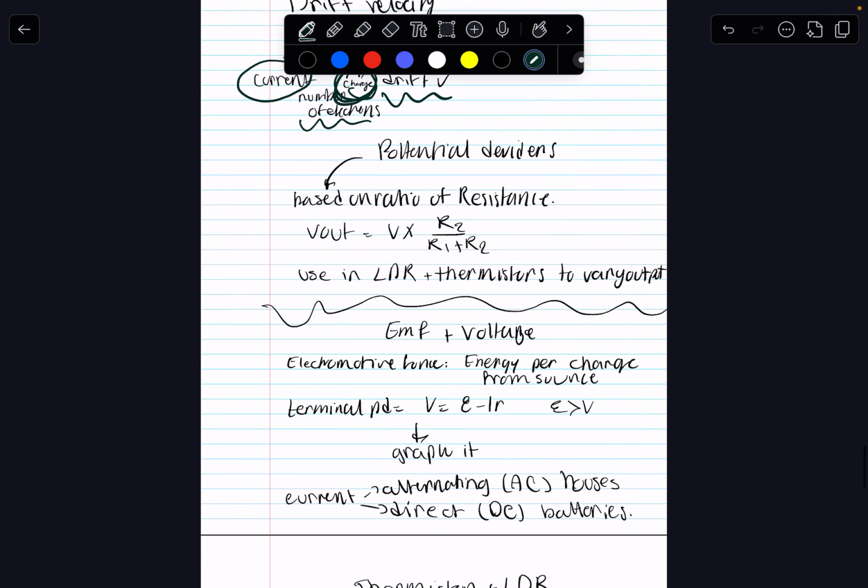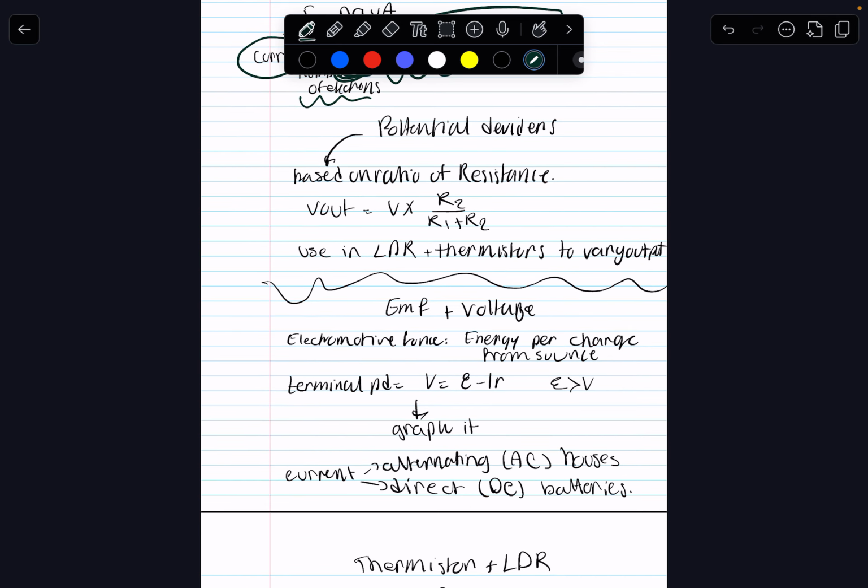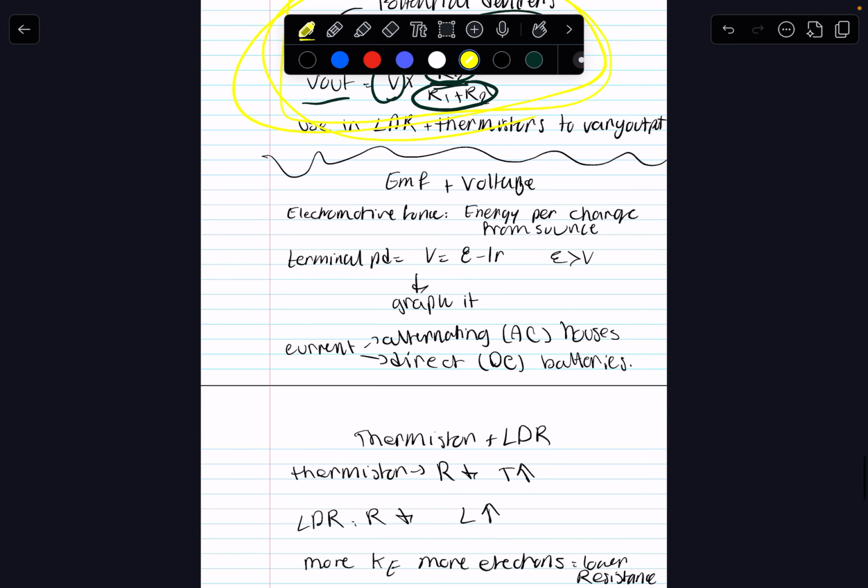Then we have potential dividers. They're used in LDRs and thermistors to basically choose how much the varying voltage output is. It's based on a ratio of resistances. So V out equals V in times the resistance you're searching for over the sum of the resistances. This is very, very, very important. So make sure, sorry, I thought it was a highlighter. Make sure you know this.